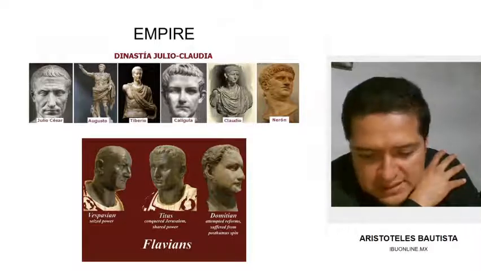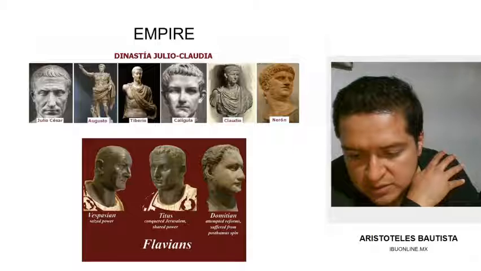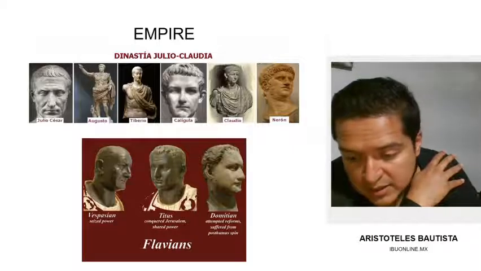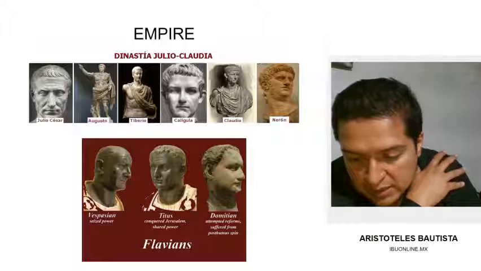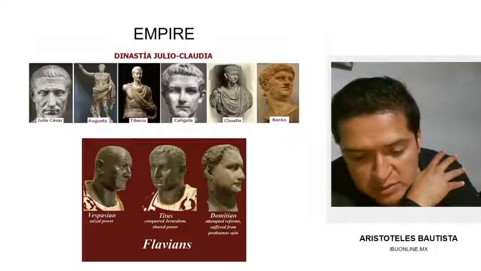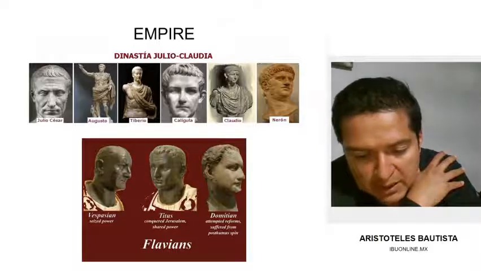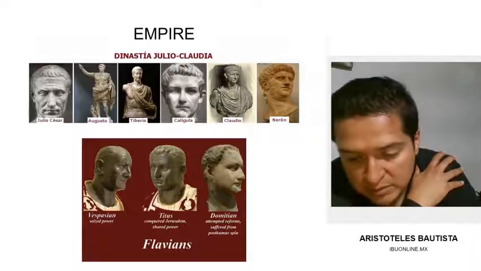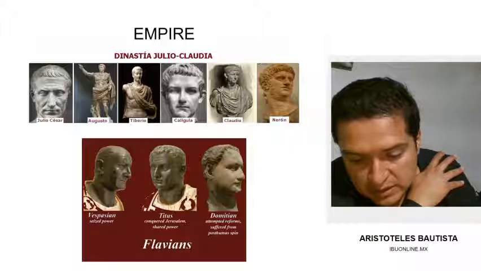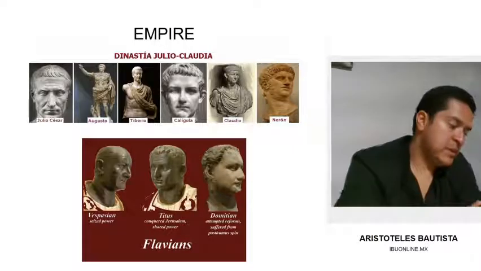And the year of the four emperors, 68 to 69, before the Flavian dynasty: four emperors appear in that year, Galba, Otho, Vitellius, and Vespasian.